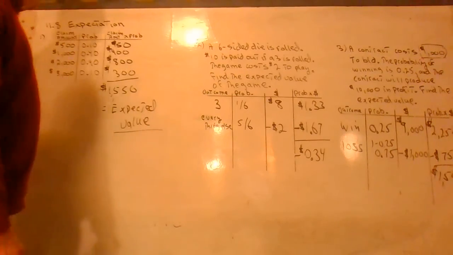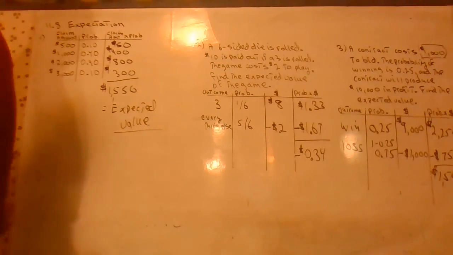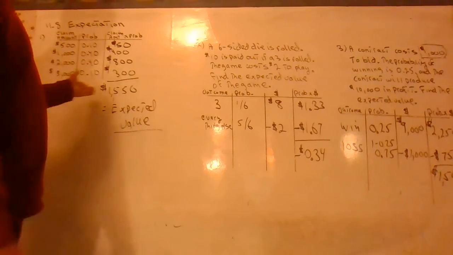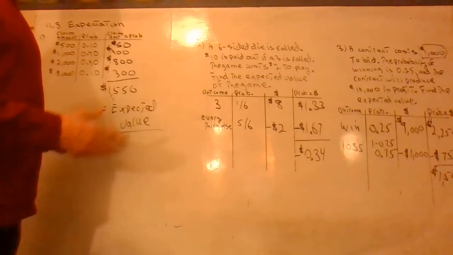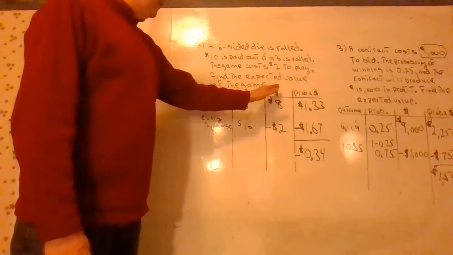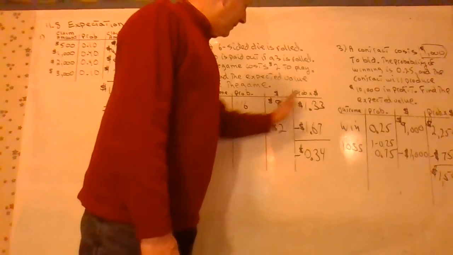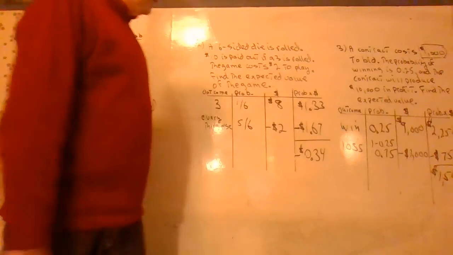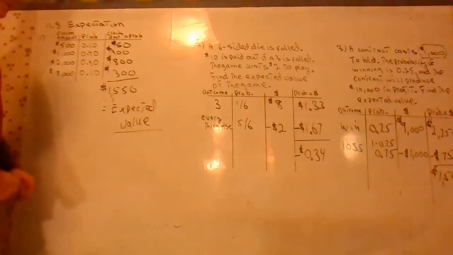So that's expectation. Do your best on the homework. I think most of the problems fit this case. There's a roulette example. Just follow this format: outcome, probability, dollars, multiply straight across, add, and that gives you the expected value.